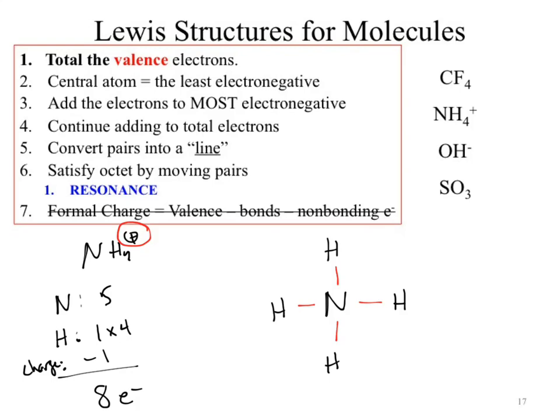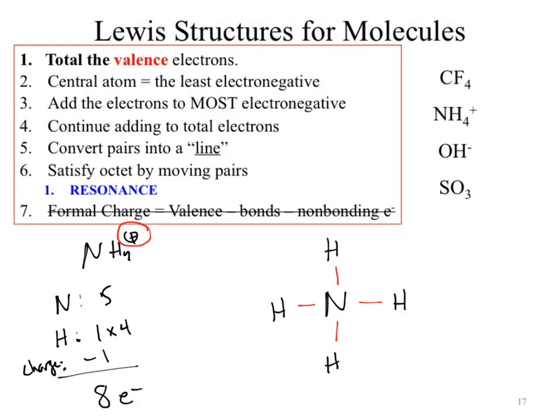Look at its energy level. It's in the 1 energy level. What's the maximum amount of electrons we can put into the 1 energy level? 2. So that is hydrogen's octet. 2 electrons. We're done. Okay.